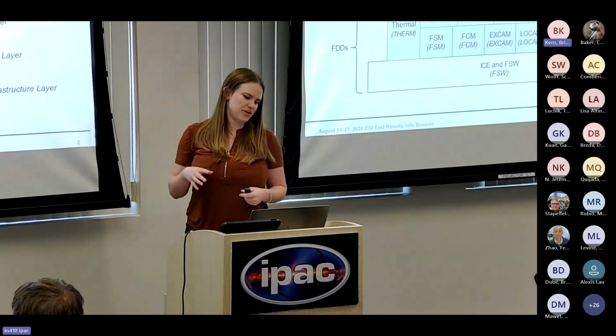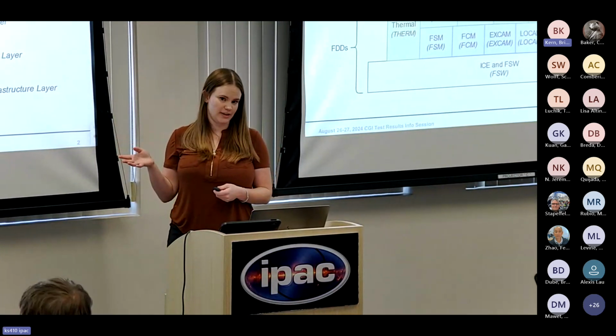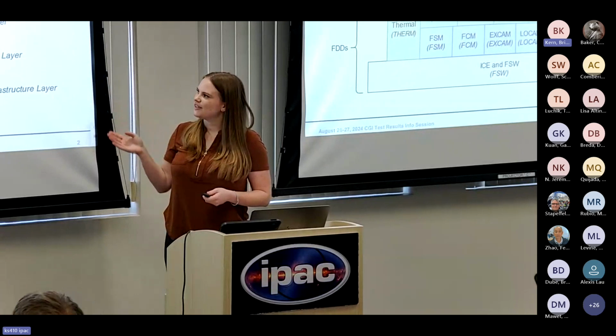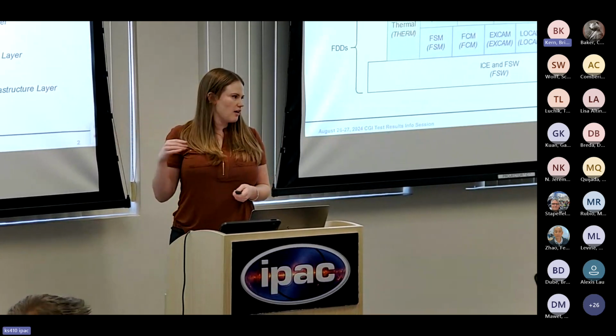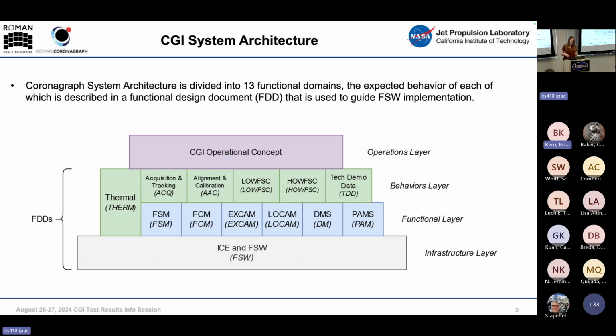CGI pretty much can be divided into these 13 functional domains that are displayed in this visual here. We have the behaviors layer. So CGI is divided into these 13 subdomains. We have the behaviors, the functions, and the infrastructure layers. The behavior layers cover things like LOFIS, COFIS, alignment and calibration, etc. The functional layer is closer to the hardware, so we have things like XCAM, LOCAM, and the DMs. And then at the very bottom, we have the instrument control, electronic, and flight software infrastructure layer.